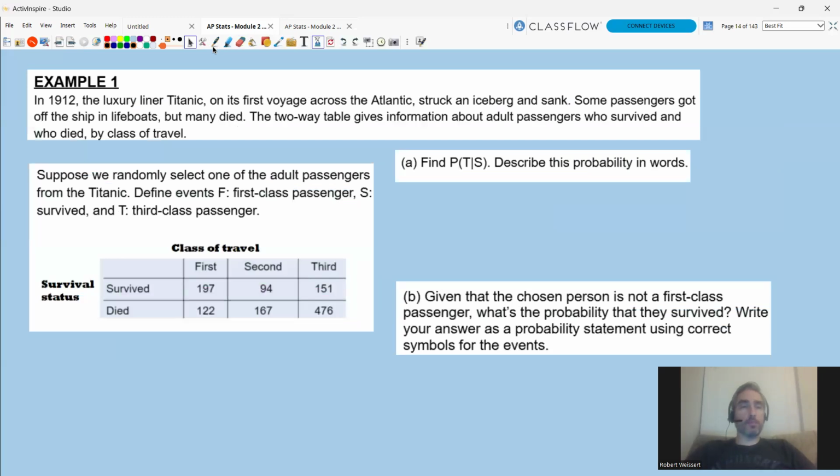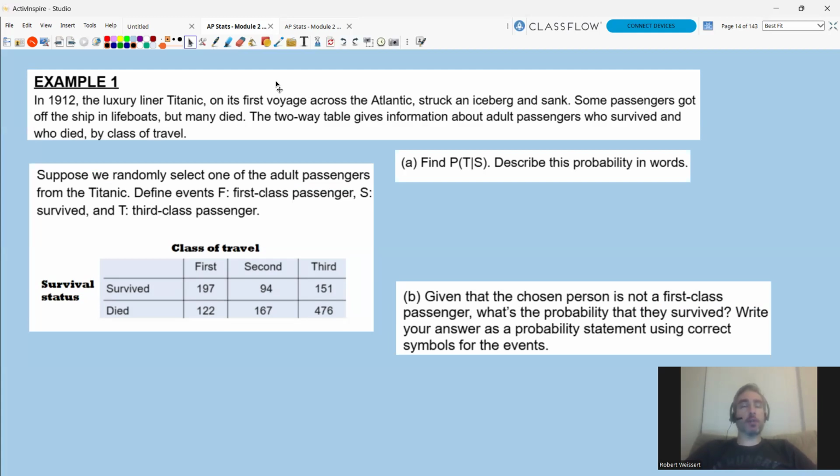Let's look at an example. Example 1: In 1912, the luxury liner Titanic, on its first voyage across the Atlantic, struck an iceberg and sank. Some passengers got off the ship in lifeboats, but many died, including Leonardo DiCaprio. The two-way table gives information about adult passengers who survived and who died by class of travel. Suppose we randomly select one of the adult passengers from the Titanic. Define events F, first class passenger, S, survived, and T, third class passenger.